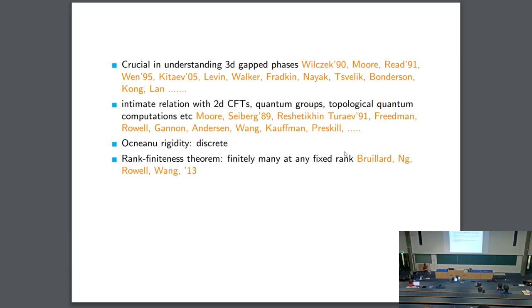There are two particular theorems that make the study of MTC very nice. One is called Ocneanu rigidity. This basically says an MTC is a discrete object. There are no continuous parameters. Another theorem that's very important is the rank finiteness theorem, which says that at any fixed rank, where rank is the number of anyons, at any given number of anyons, there are only finitely many possible MTCs. So this is the nicest possible scenario, where you can imagine we should be able to classify the MTCs. This is a finite list.